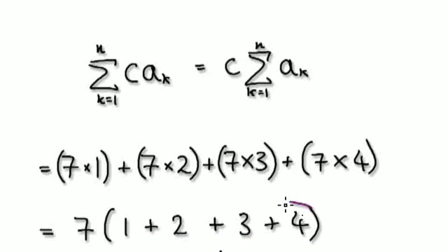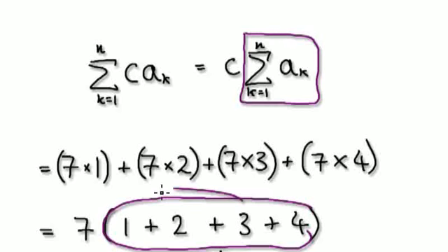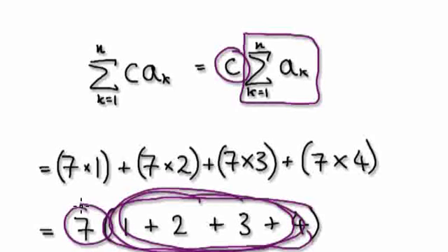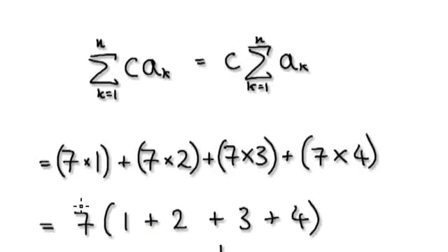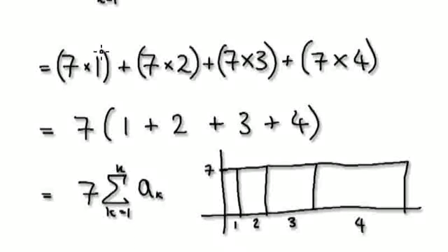So now you can just concentrate on summing up this whole sequence. That's this bit here. You concentrate on summing up the sequence, and once you've got your answer, you can just multiply by 7. So what that means is you can imagine this as being this.